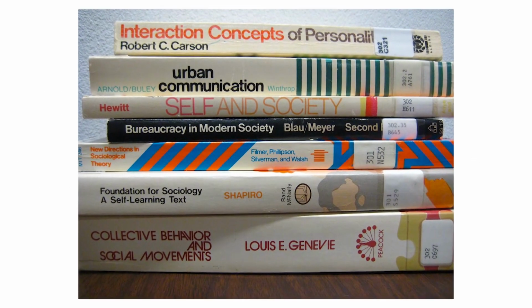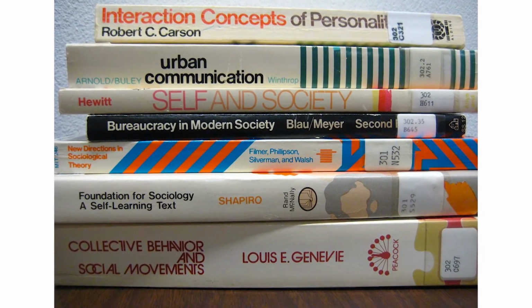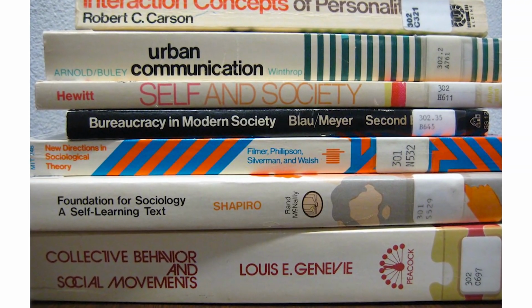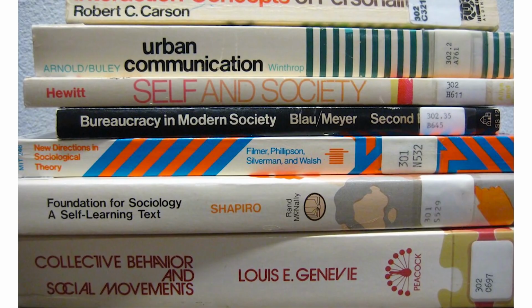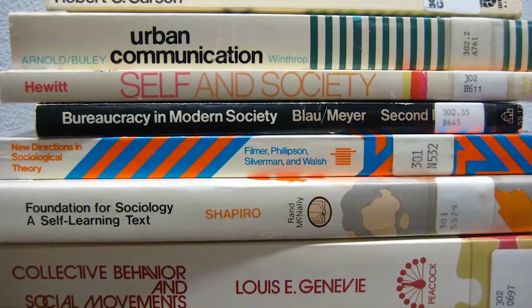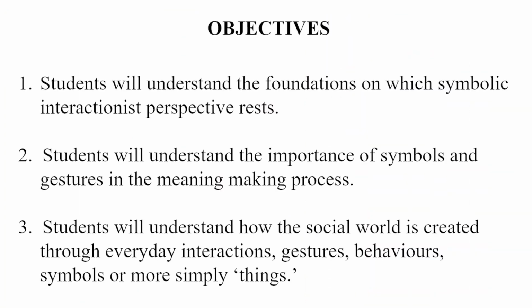Unlike the other perspectives in sociology, the symbolic interactionist perspective, for the first time, outlined the importance of the use of language, symbols, and interactions, which occupy the domain of the micro, to understand how meanings behind actions are generated. Thirdly, students will understand how the social world is created through everyday interactions, gestures, behaviors, symbols, or more simply, things.